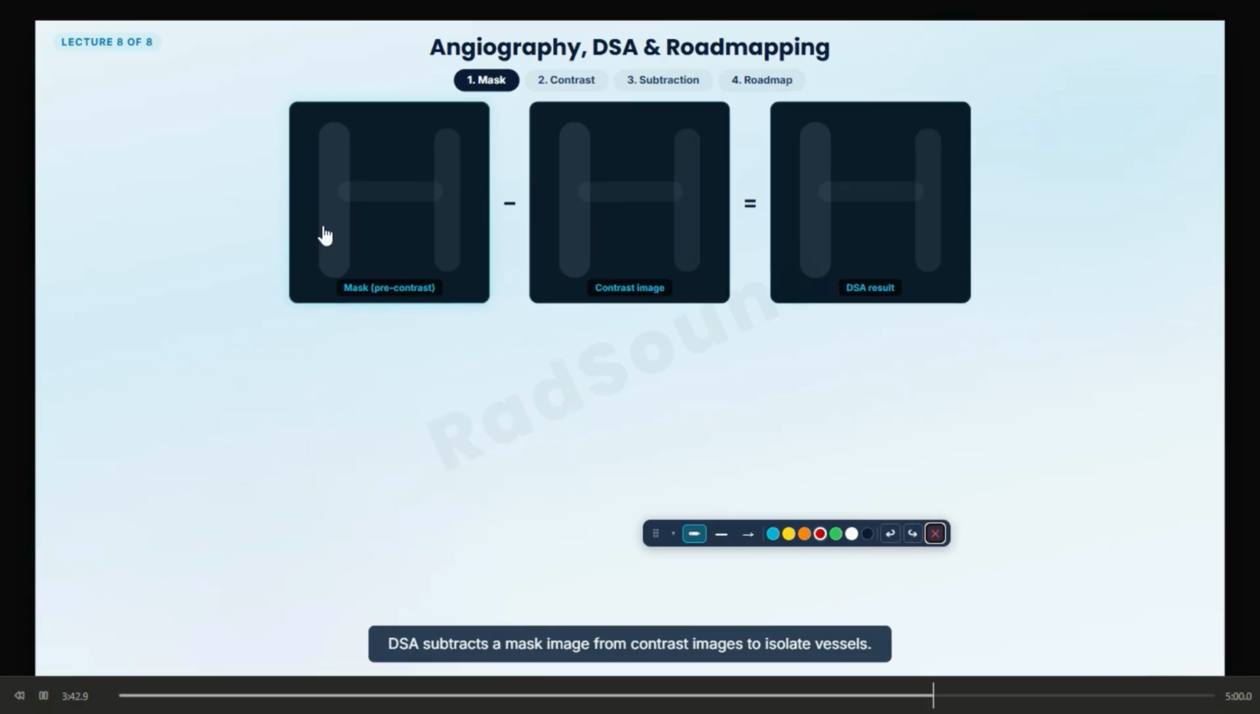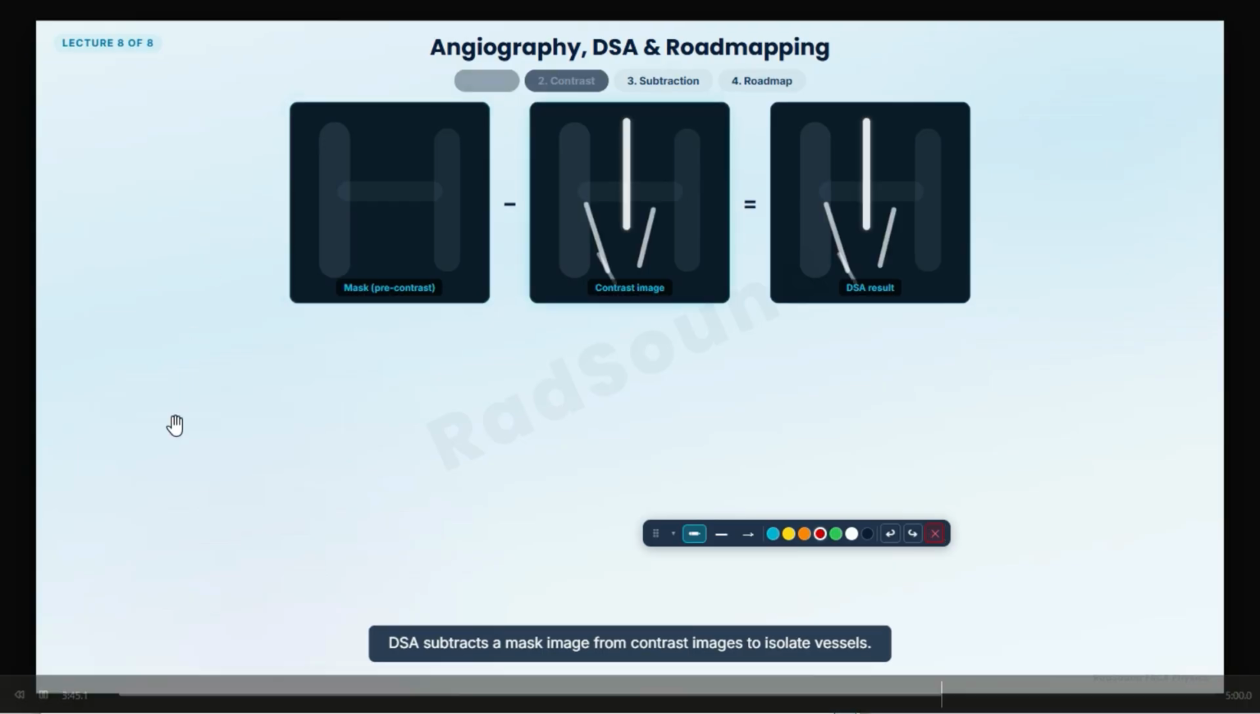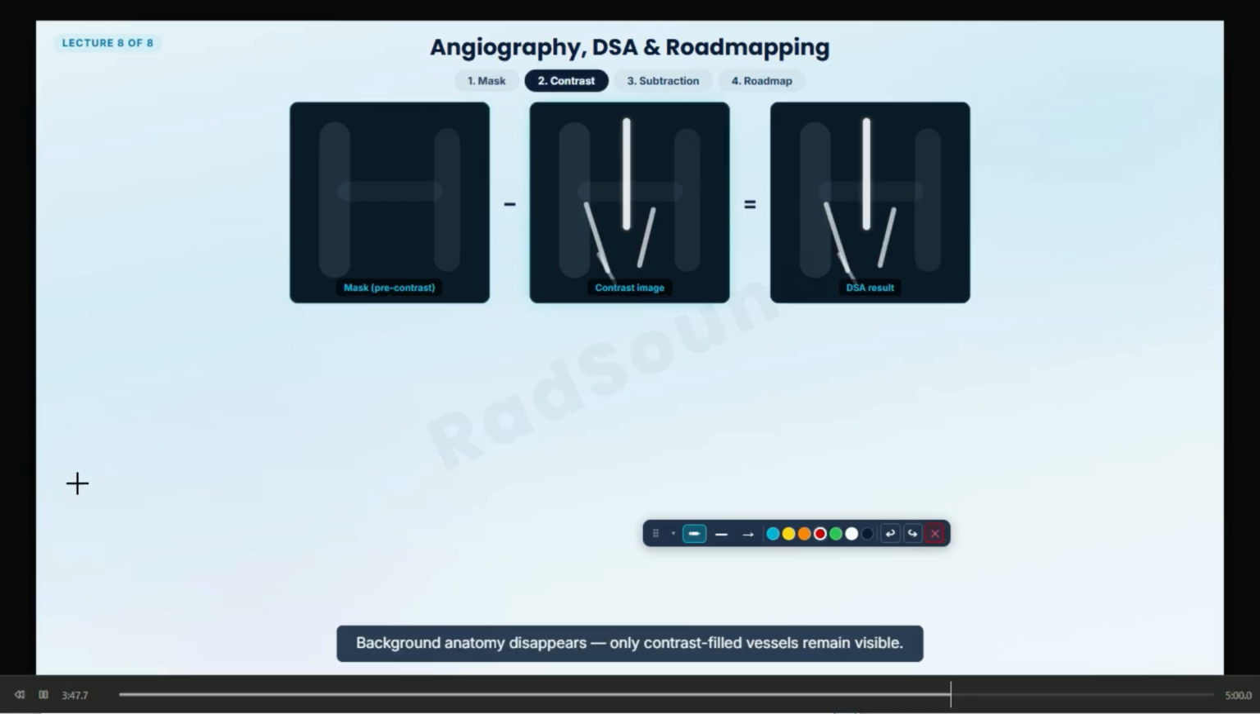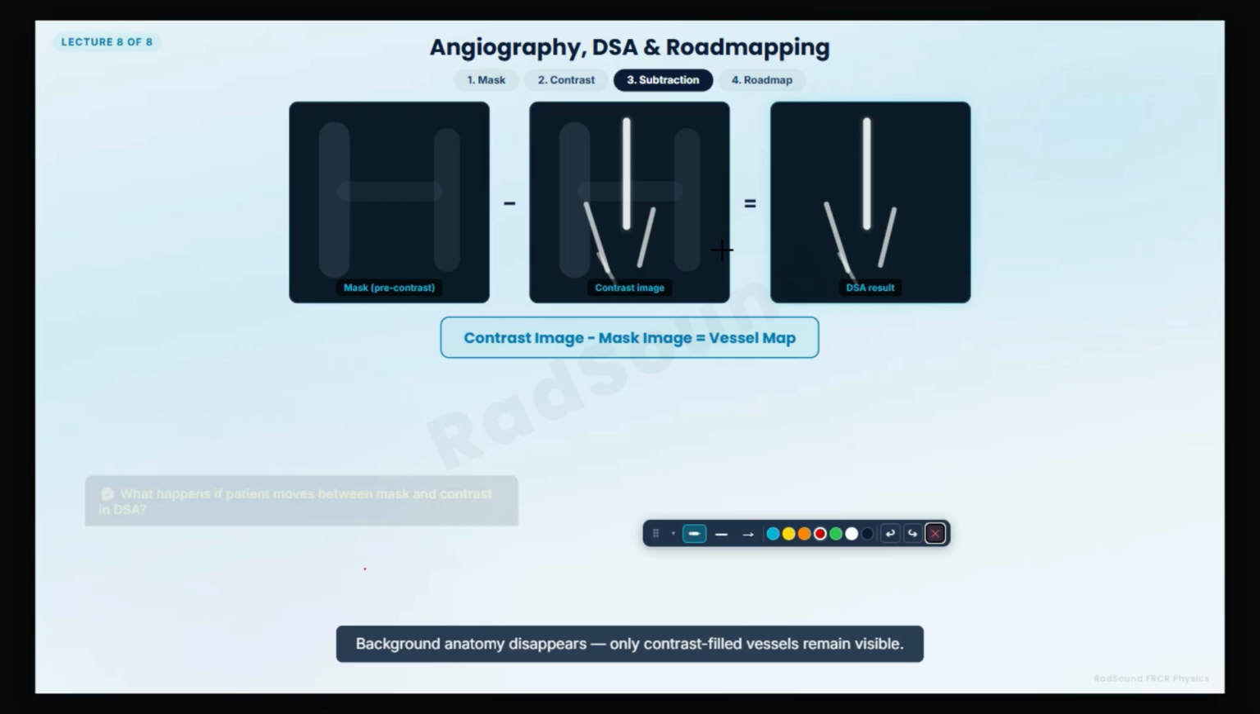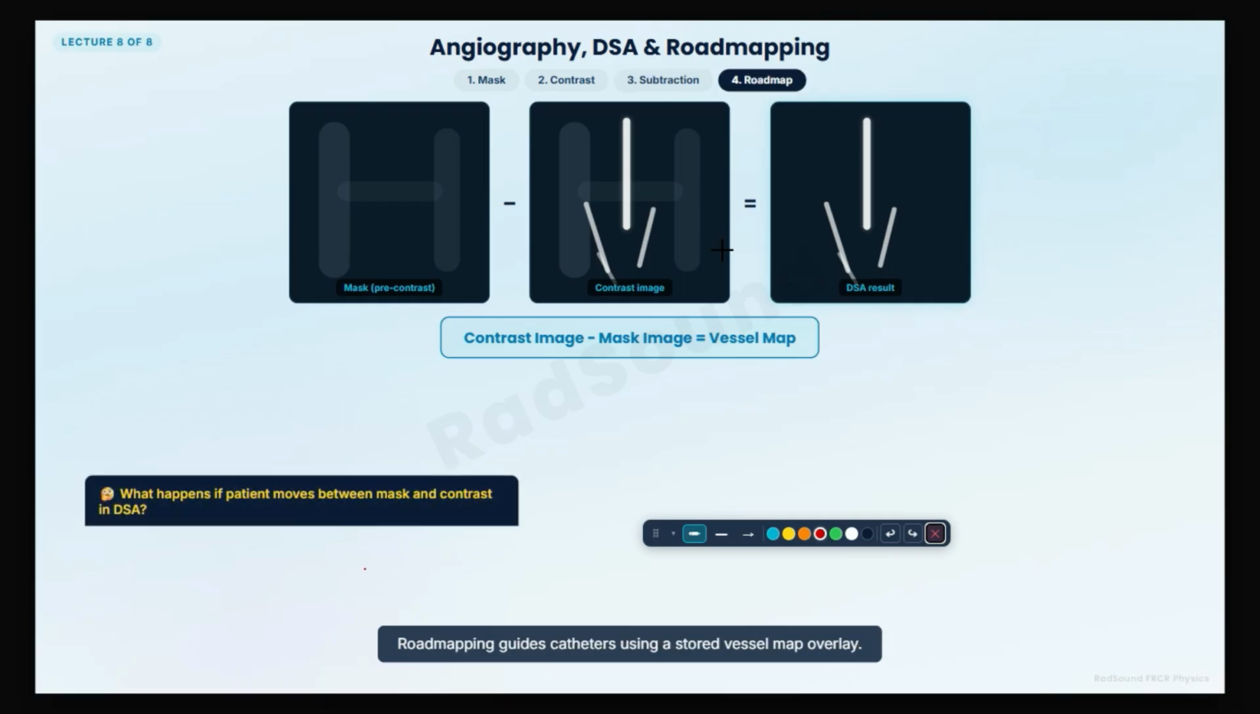We get the image, then we inject the contrast, and we subtract the mask image from the contrast image. So we have a pre-contrast image, that's the mask image, then we inject the contrast. After injecting the contrast, we subtract the mask image from the contrast image, so that only the contrast remains. That's the DSA. After subtraction, you get your vessel map. So you can make a diagnosis, as the background anatomy will disappear.